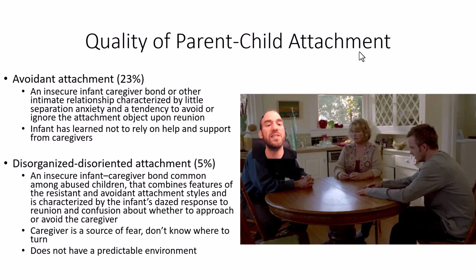And then we have disorganized, disoriented attachment, an insecure infant caregiver bond that is common among abused children. This combines features of the resistant and avoidant attachment styles and is characterized by the infant's dazed response to reunion, confusion about whether to approach or avoid. Caregiver is a source of fear. They don't know where to turn, and there is not a predictable environment.